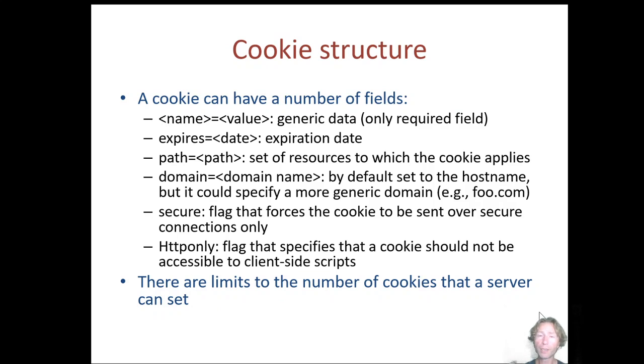So cookies have a specific structure with a number of fields. They have a name and value component. That's the only field that's really mandatory. And it can be anything, right? So it can be user equals foo, it can be favorite food equals pizza, anything that you want. Then you can optionally add an expiration date for a cookie so that it doesn't remain valid forever. A path can be set, which is the set of resources to which the cookie applies.